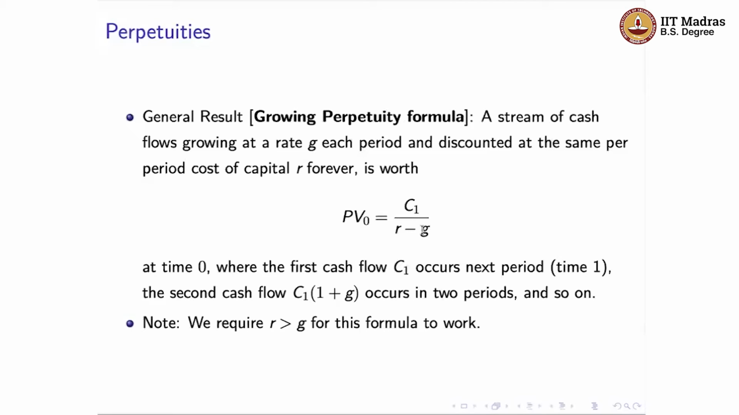Notice that clearly we require, in order for this formula to make any sense, that r has to be greater than g, right? Otherwise, you are going to get something which is negative, which does not make sense. So actually, what happens when r is less than g is that you are going to get an infinite sum, right? So that's why this formula doesn't make sense there. So keep in mind that this formula works only when r is greater than g.